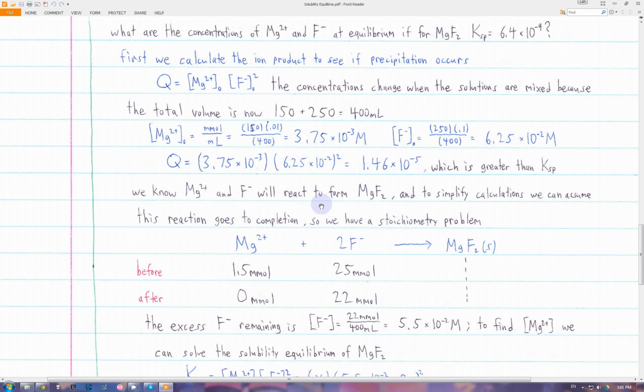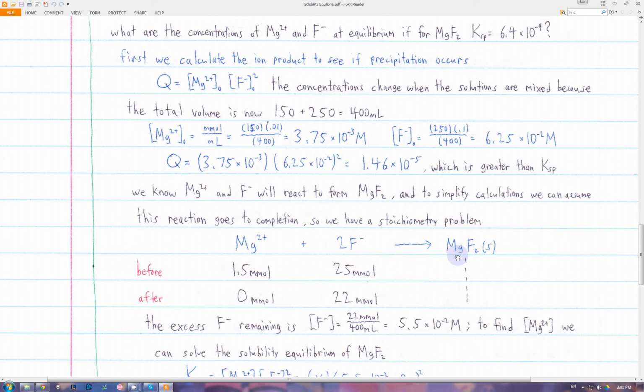So now we need to do a stoichiometry problem, because we can assume that this reaction, the magnesium and the fluoride combining to form magnesium fluoride, is going to completion. So we have the single arrow instead of the double arrow. And we can assume this because we know that the KSP value for magnesium fluoride is very small.